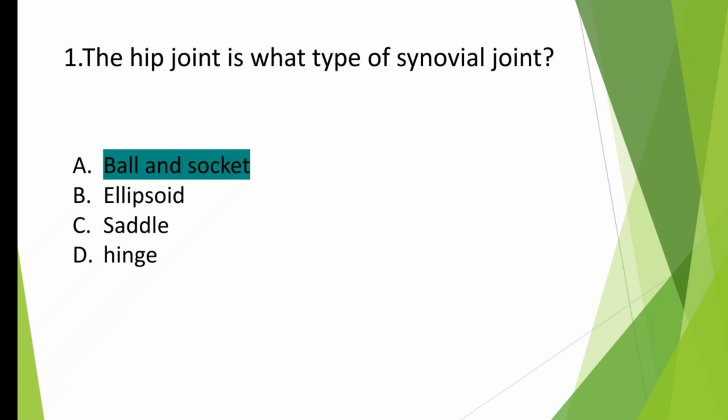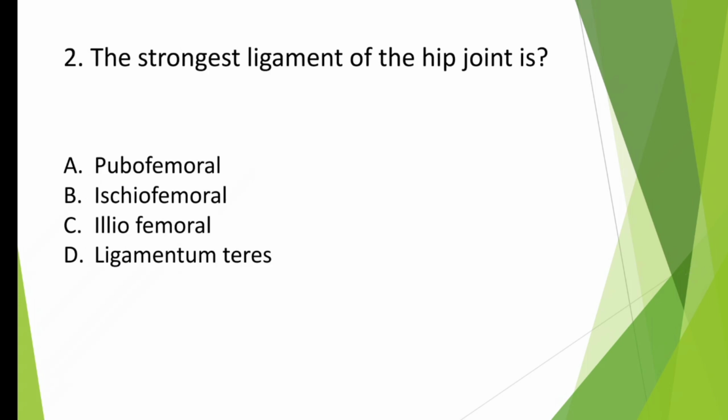Our next question is the strongest ligament of the hip joint is pubofemoral ligament, ischiofemoral ligament, iliofemoral ligament and ligamentum teres, which is the strongest ligament of hip joint. And answer is iliofemoral ligament.